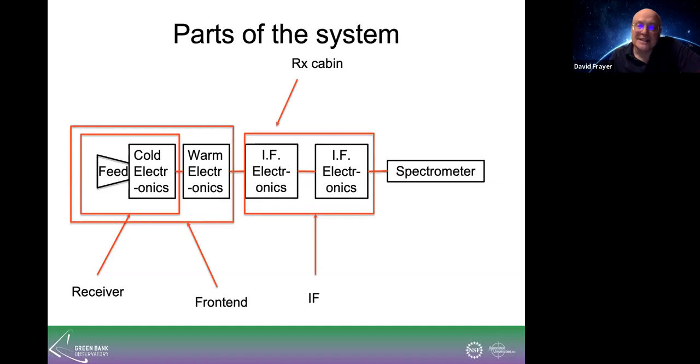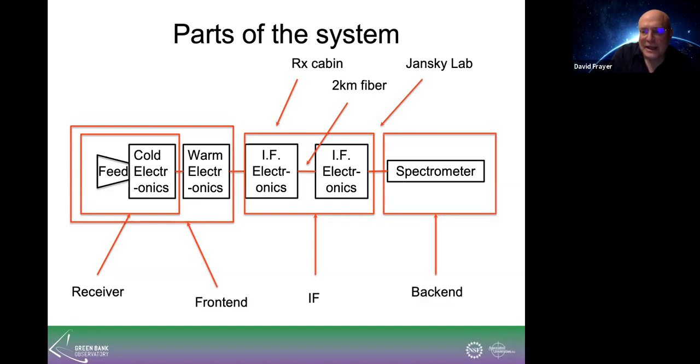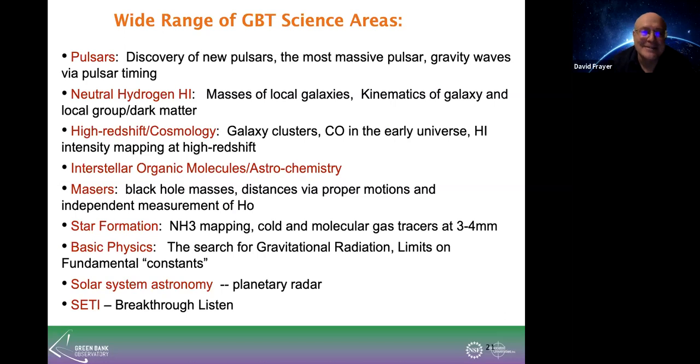And for the GBT telescope, as we were doing on the tour, all this stuff here is in the receiver cabin, but then we have a couple kilometers of optical fiber to go into the control room, the Jansky Lab, where we have the back end. So all the computers and back end that does the actual detection are not at the telescope. They're in the Jansky Lab. So we have the front end, which is the receiver, and the back end, which is the spectrometer. Okay, just really basic radio astronomy.